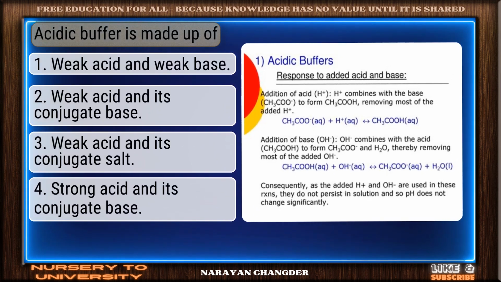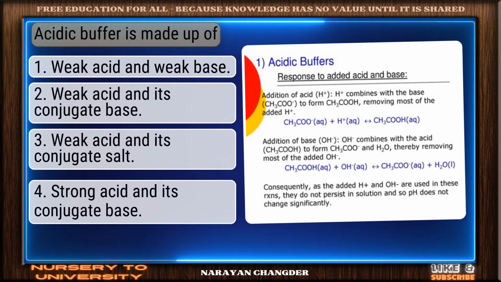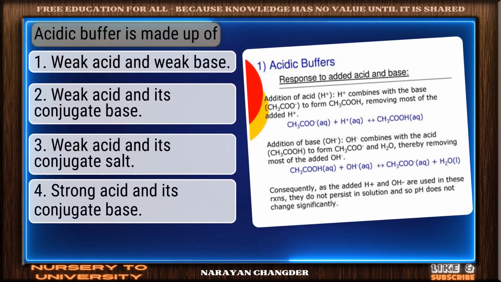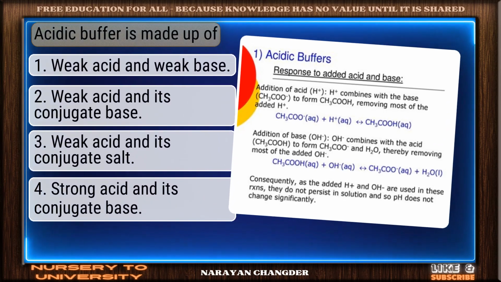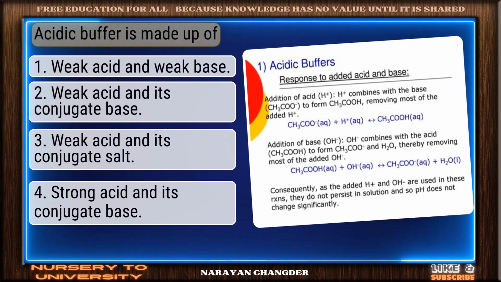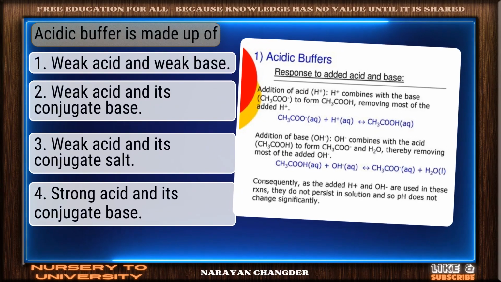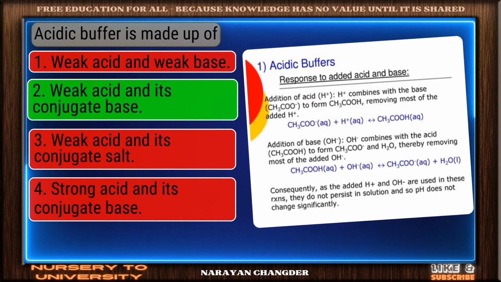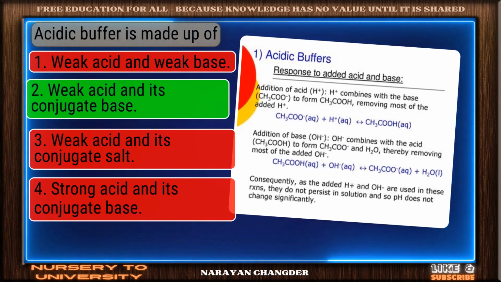Acidic buffer is made up of Option 1, weak acid and weak base. Option 2, weak acid and its conjugate base. Option 3, weak acid and its conjugate salt. Option 4, strong acid and its conjugate base. Spot on, weak acid and its conjugate base.